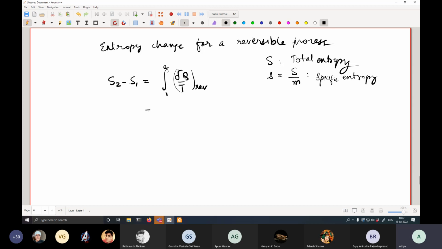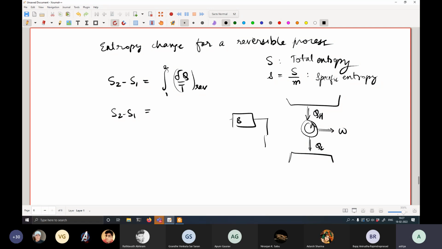Okay, so what is this going to be? S2 minus S1 for 1 to 2. So let's say you have the same schematic. You have a cyclic process. You are giving some work, rejecting heat, gaining some heat. And effectively it is the same boiler, turbine, condenser, pump.